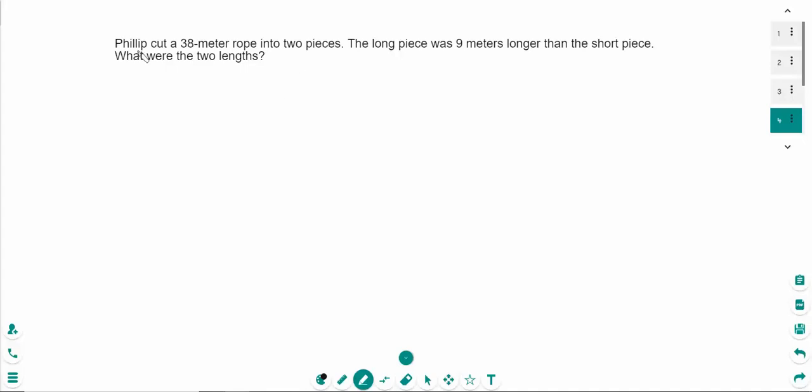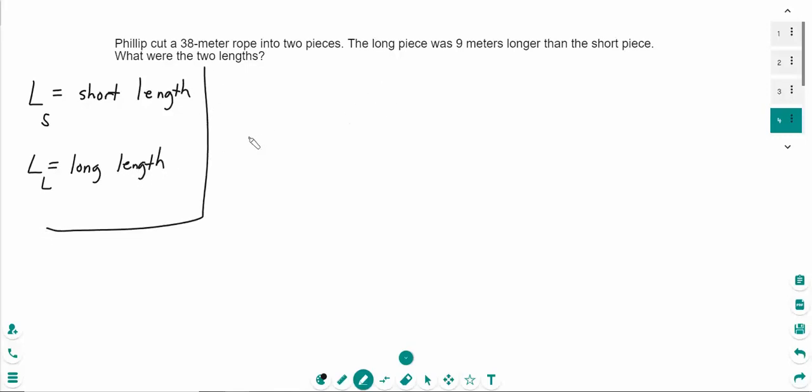All right, so it says Philip cut a 38-meter rope into two pieces. The long piece was 9 meters longer than the short piece. What were the two lengths? All right, so let's get our variables taken care of. There are two lengths that we're talking about here. So I'm going to call it L, and then we'll go L sub S for the short length, and then we'll go L sub L for the long length. Okay, so there are our variables. That part is done. Let's find our equations.